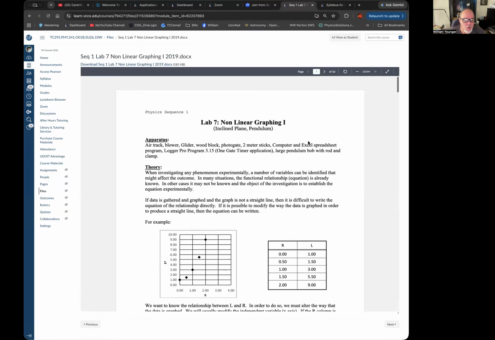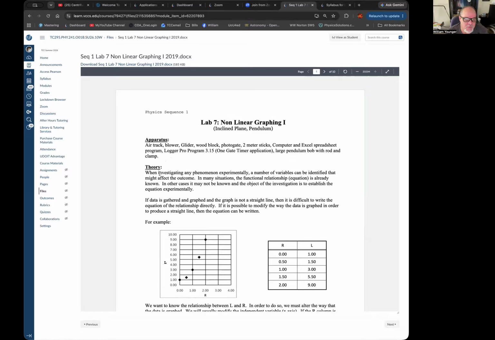So you can see normally this lab would require an air track, a blower, a glider, wood block, photo gate, 2 meter sticks. All that stuff would be what you'd be using if you did it in the face-to-face class. Well, in this case, we're actually doing an online lab, and we've given you an addendum to this document that allows you to do it without all that equipment, but to do it from home. So you can imagine, some of the stuff that we give you would be videos showing what we did, and some of the stuff we give you might be data that we used, and then you're supposed to analyze that.